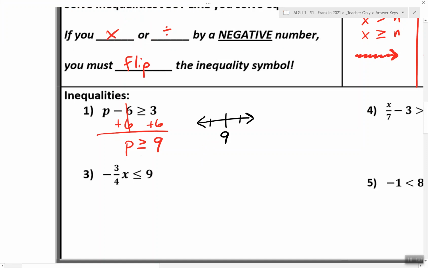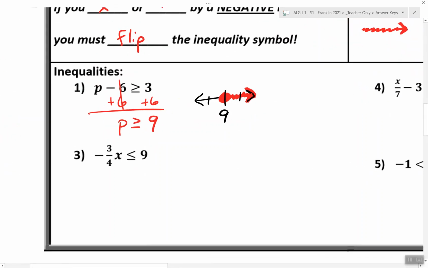Now we have greater than or equal to, so we have the equal to bar on there. We're going to use a filled in circle, because 9 is part of our solution. P is greater than or equal to 9. And we're going to shade to the right. We're going to shade all the numbers greater than 9. Don't forget to include the arrow, because that shows that we are moving beyond our line. It goes on forever.